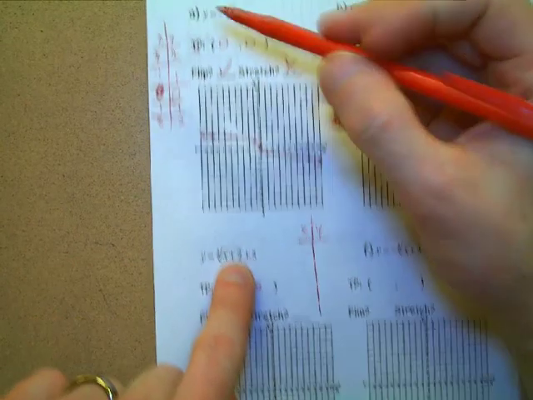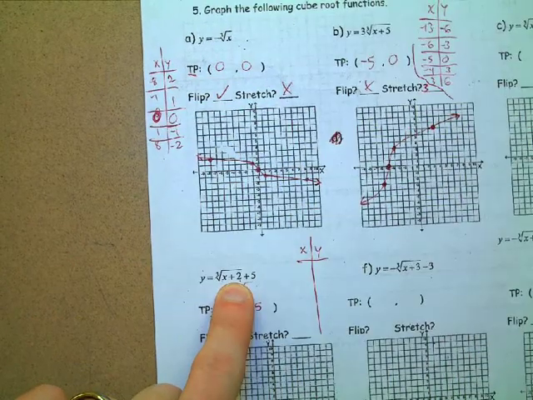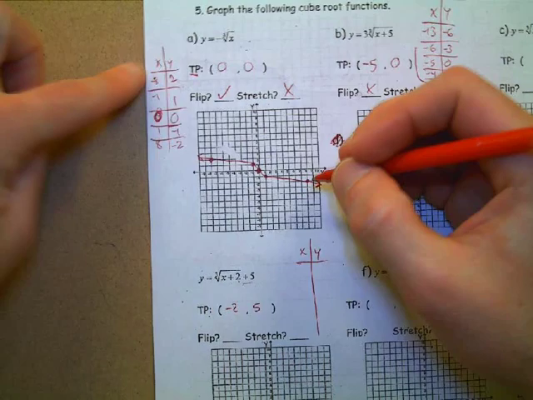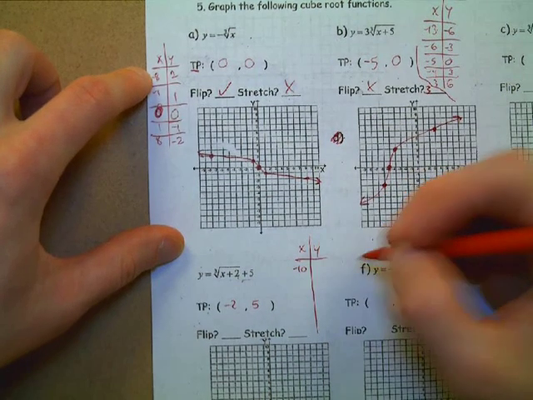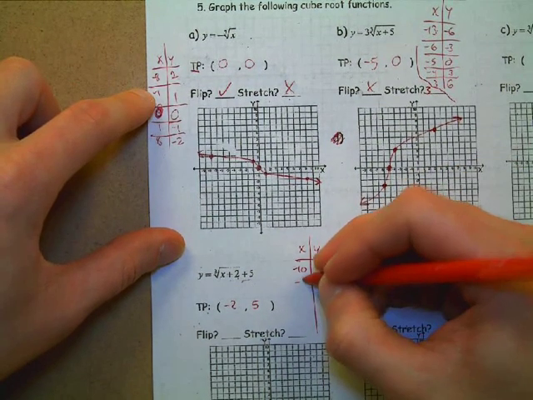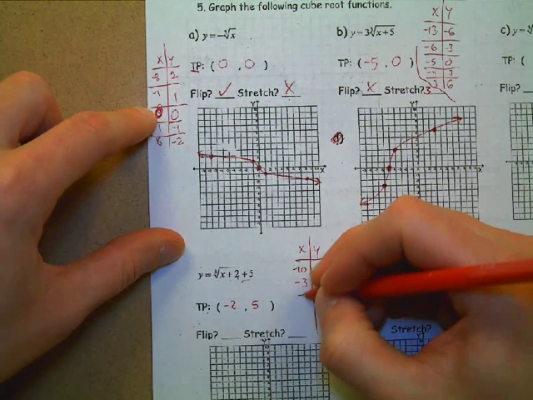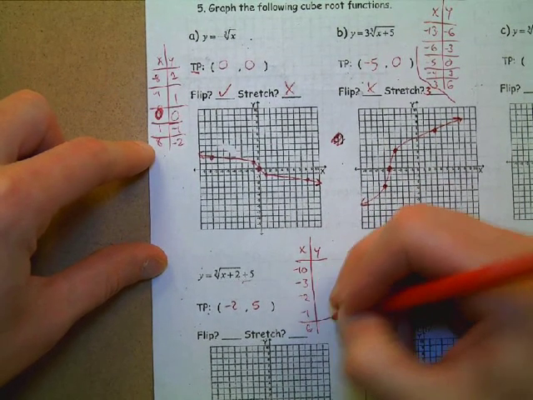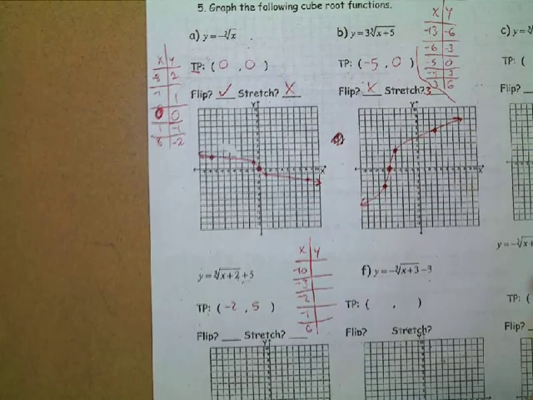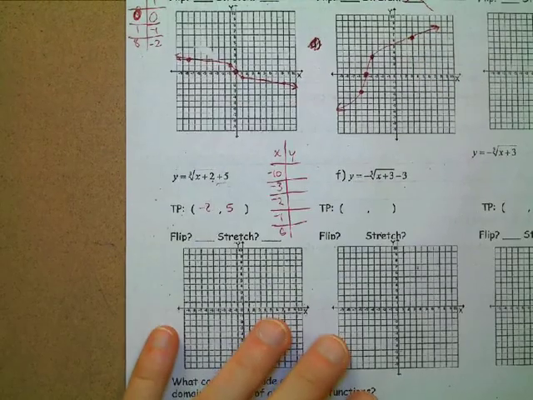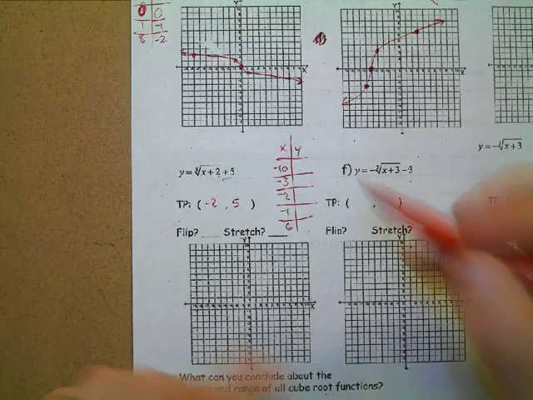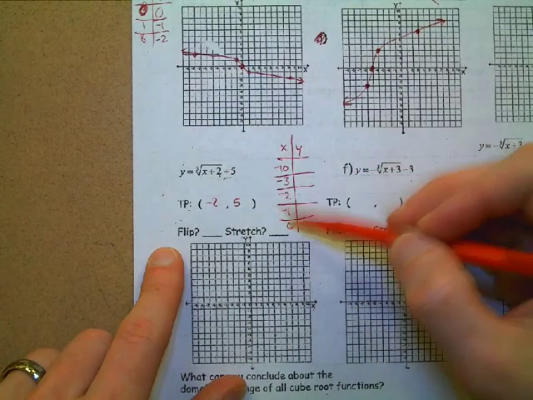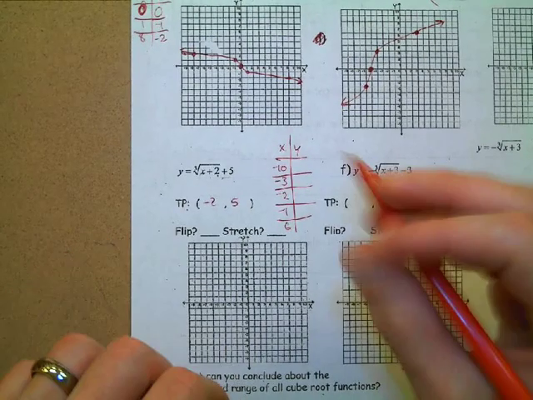And so when I make my table here, Braden, since I'm going left 2, I need to adjust all these x values from my other table. I need to make them go left 2. So left 2 from negative 8 is negative 10. Left 2 from negative 1, negative 3. Left 2 from 0, negative 2. Left 2 from 1, negative 1. And left 2 from 8 is 6. Just like that.